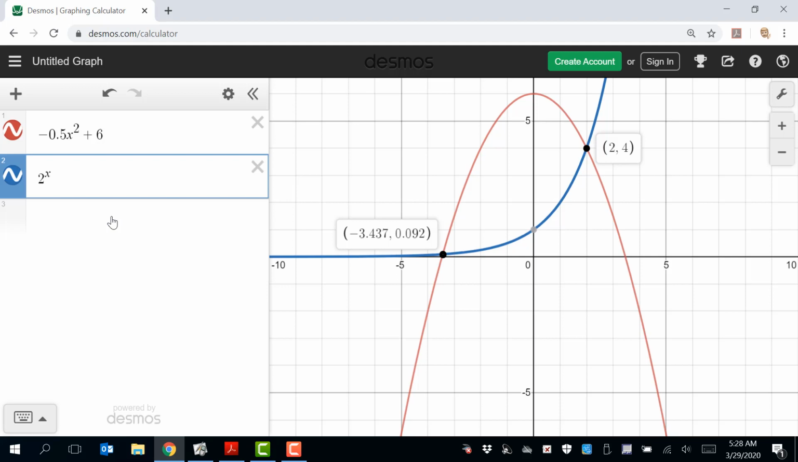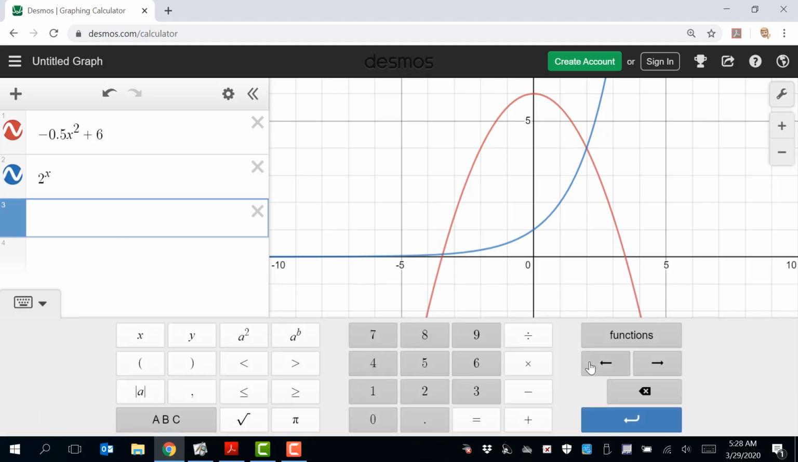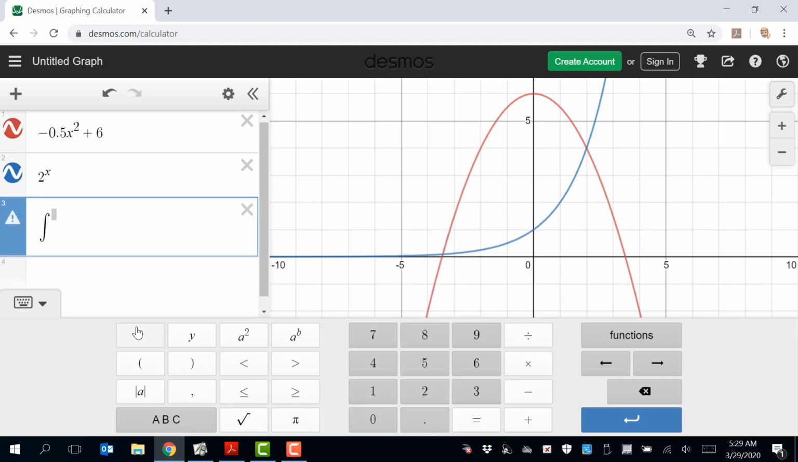Now here's where Desmos is even cooler. We can actually have Desmos calculate the integral for us. So go to line 3, click in there, and then look at the bottom left of your screen and you see this keypad down here. Click that keypad. Then from this screen you're going to select functions, and then go over to miscellaneous and all the way to the bottom left, and that is your integral. So now it's going to allow us to type in this integral.